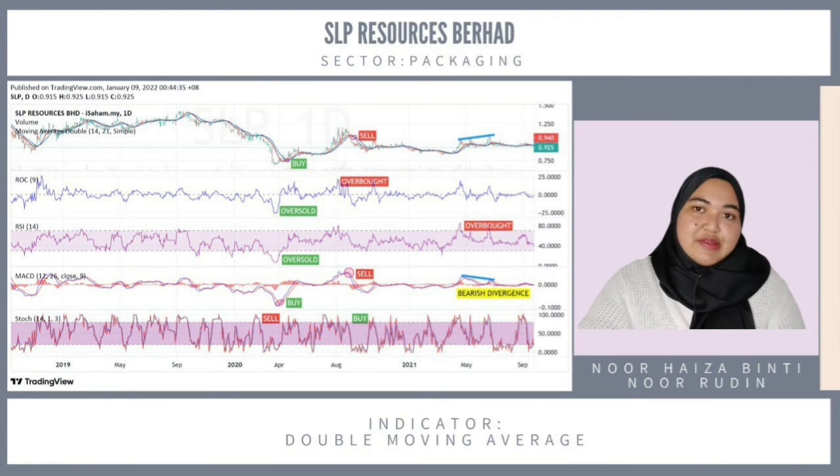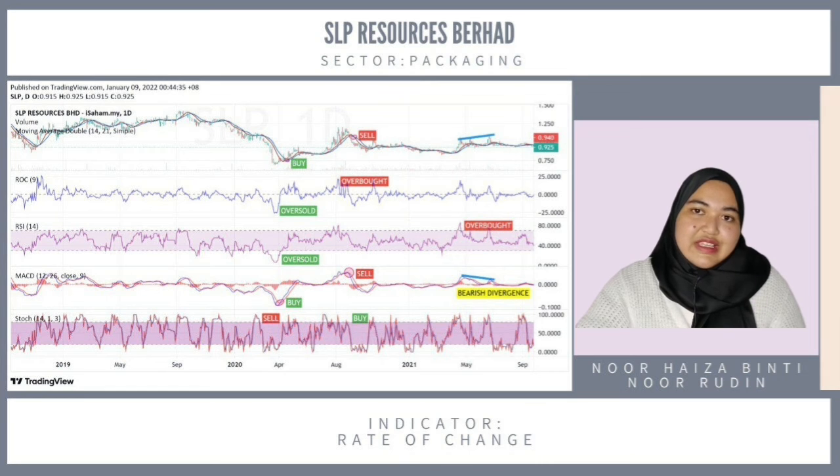As for SLP Resources Berhad, they are involved in plastic packaging, based in Kulim, Malaysia. On 16 April 2020, the shorter average, which is the red line, crossed over the longer average blue line, indicating the buy signal, and in September 2020 it shows the sell signal.